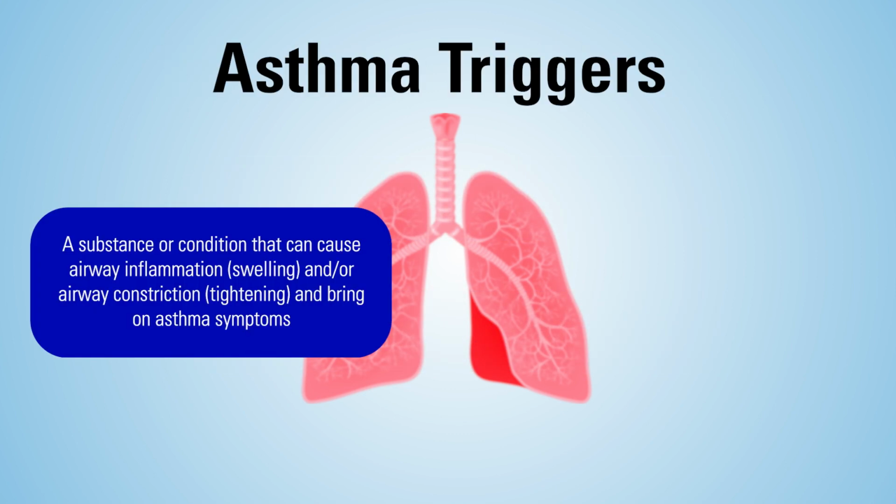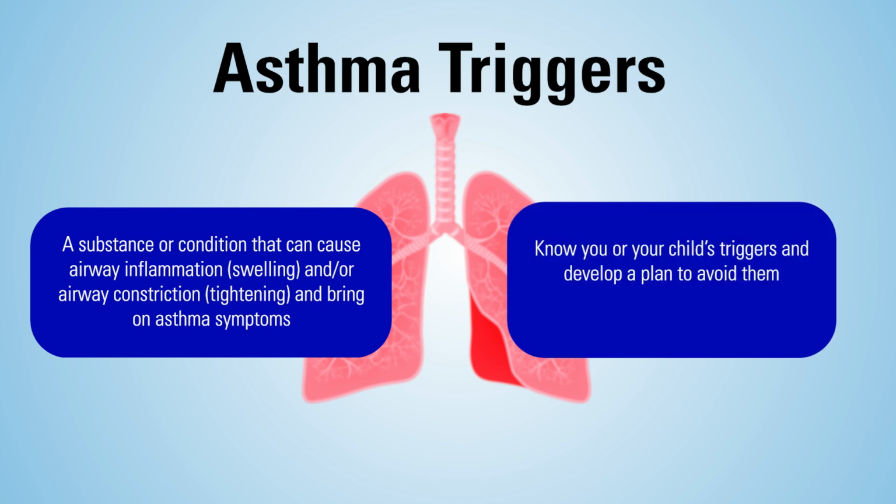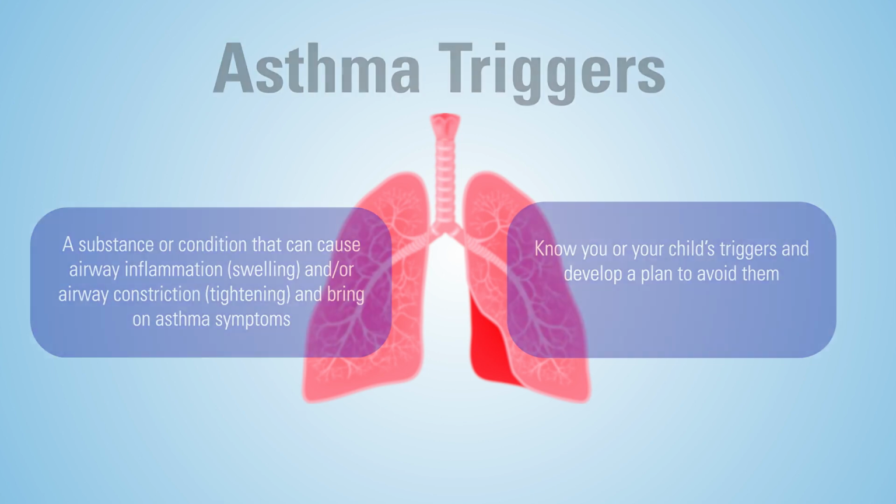Asthma triggers are a substance or condition that can cause airway inflammation or airway constriction and bring on asthma symptoms. There are various types of triggers that don't affect every asthma patient in the same way. It's important for you or your child to know your specific asthma trigger so you can try to avoid them.